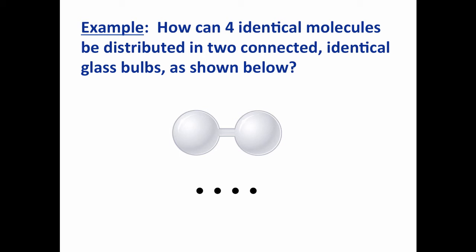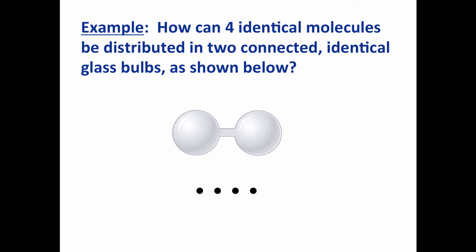And again, it's kind of hard to do this with reactions, so let's do a simple physical situation. How can we have 4 identical molecules be distributed in 2 connected identical glass bulbs as shown here? So we have 2 glass bulbs, we have 4 molecules. How can they be distributed?